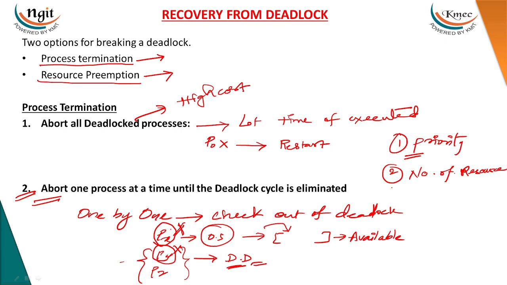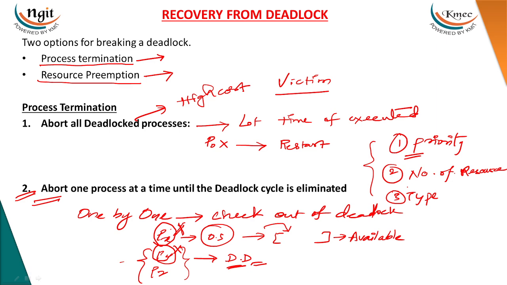Also how many processes we need to terminate, and what type of process we are terminating, such as an interactive process or a batch process. Using the type of process, we can also determine which process has to be terminated. There are several other factors based on which we can select the victim process.